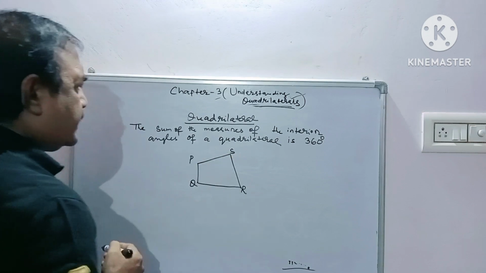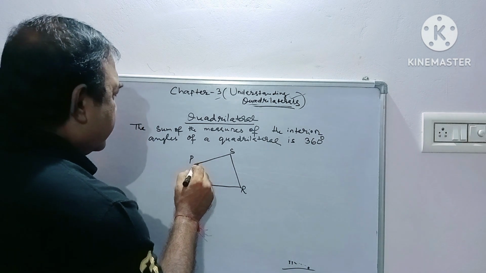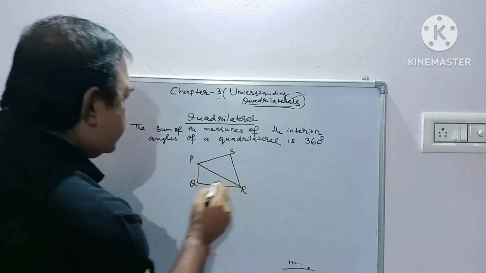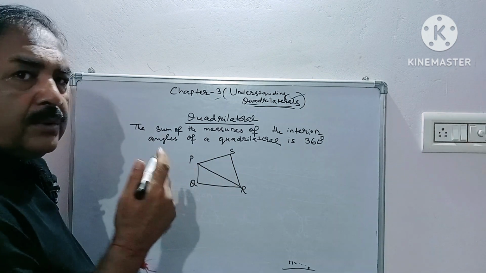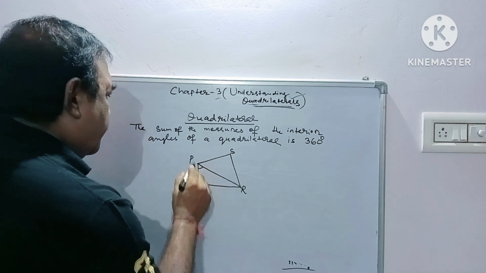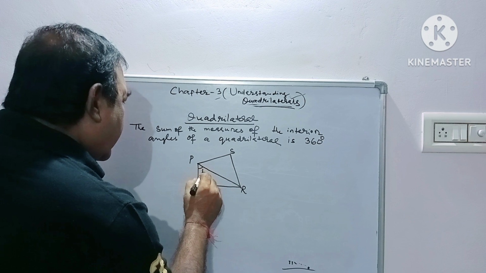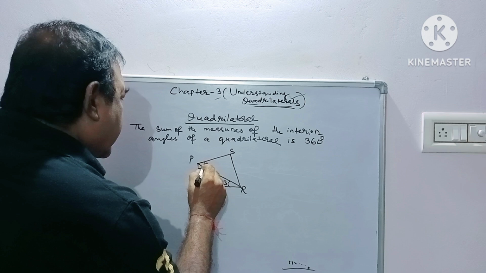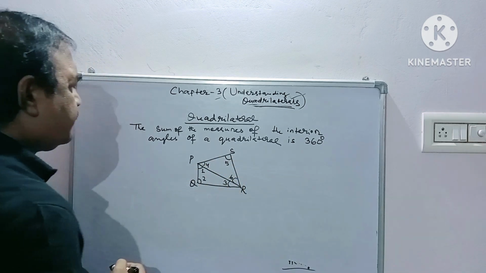P, Q, R, S are the four vertices of this quadrilateral, and you construct a diagonal by joining two non-consecutive points. So this quadrilateral is divided into two triangles. Let this angle QPR measure angle 1, this is angle 2, this is angle 3, this is angle 4, this is angle 5, and this is angle 6.